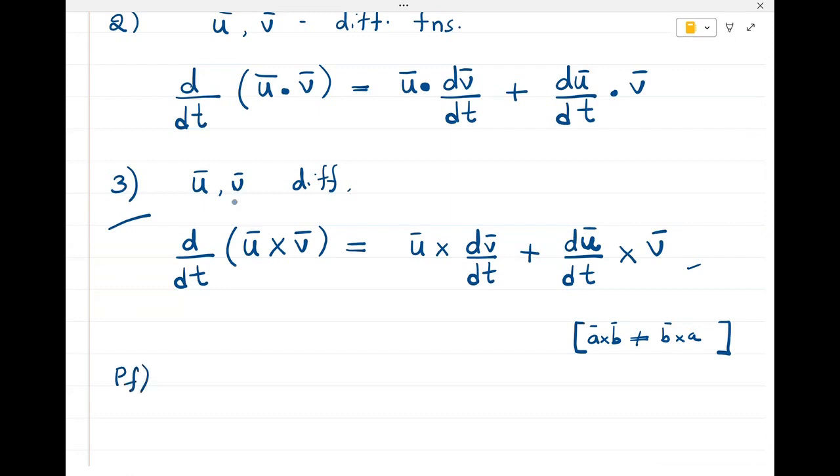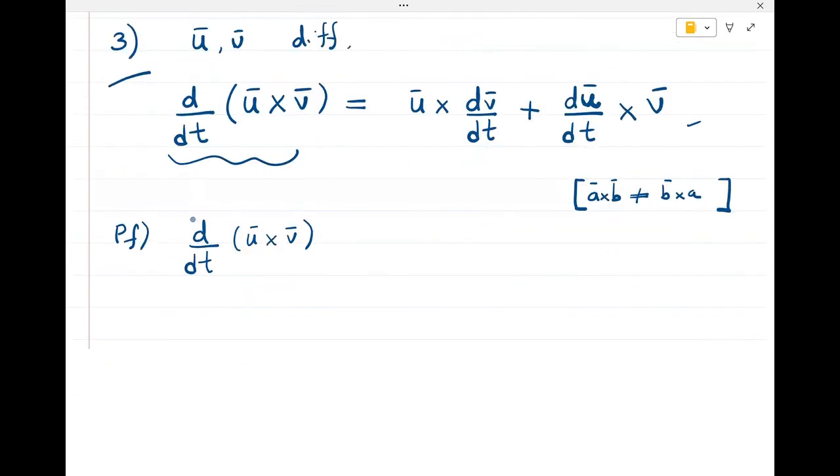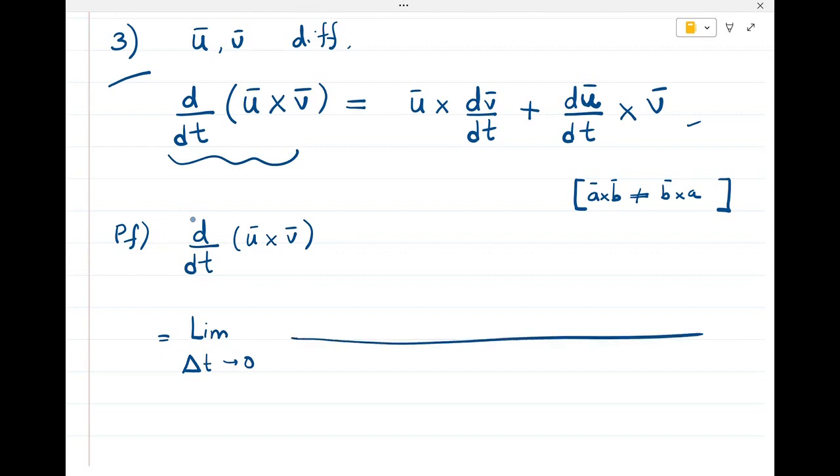So I'm starting with the left hand side. What is d by dt of u bar cross v bar? We know the definition of the derivative, so I'm going to write limit delta t tending to 0 of u bar cross v bar at t plus delta t minus u bar cross v bar at t upon delta t. So this will be equal to how much?